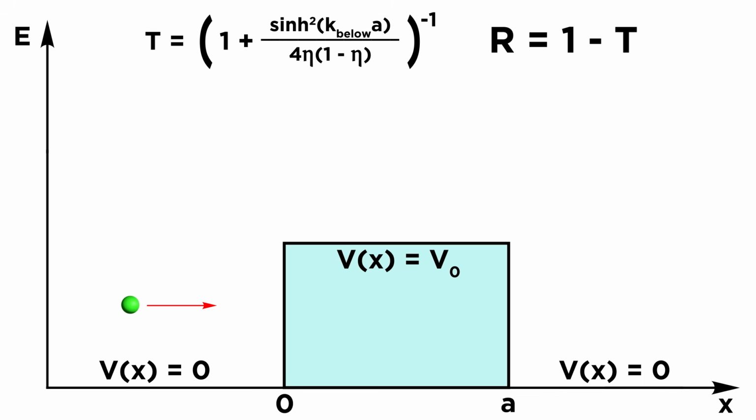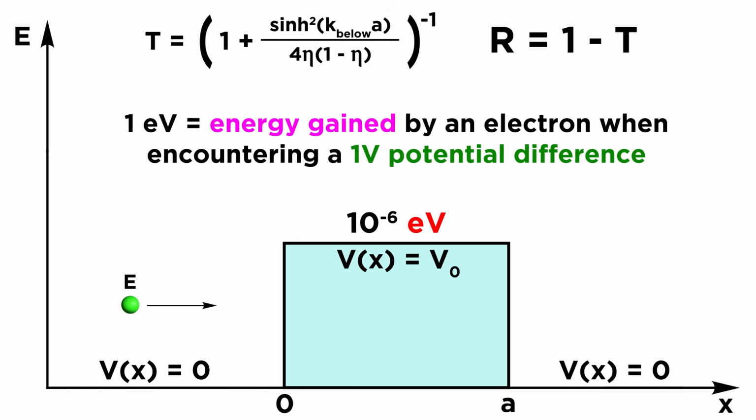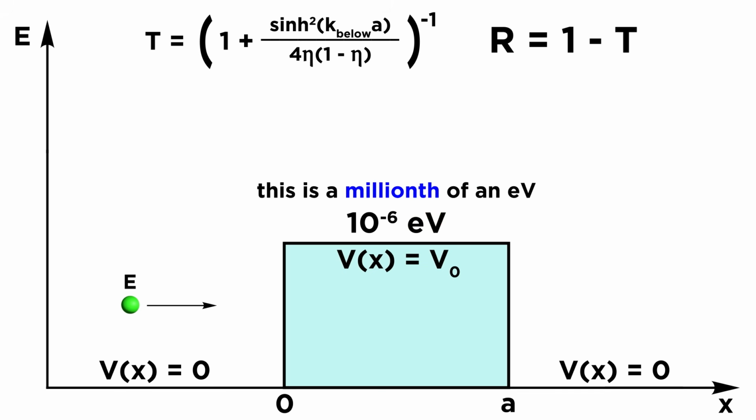Imagine an electron traveling towards a region where it finds a certain barrier. This could be something like an imperfection on a wire where the electron is traveling. Say the electron approaches with energy E, and the barrier height is 10 to the -6 electron volts. If you are not familiar with this unit, an electron volt represents the amount of energy an electron gains when it encounters a 1 volt potential difference. In the world of a tiny electron, 1 electron volt is quite a lot, so a micro electron volt, or a millionth of an electron volt, is a more reasonable potential barrier.